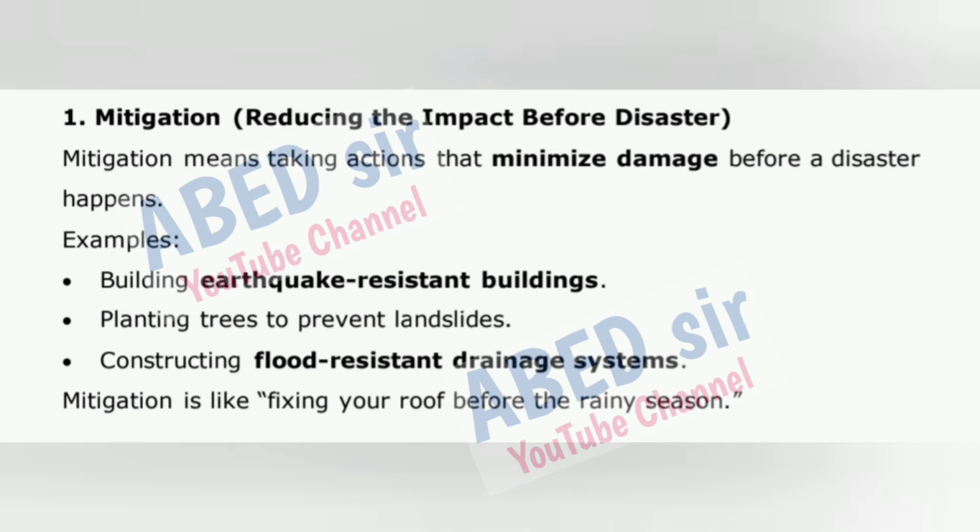1. Mitigation, reducing the impact before disaster. Mitigation means taking actions that minimize damage before a disaster happens. Examples: building earthquake-resistant buildings, planting trees to prevent landslides, constructing flood-resistant drainage systems. Mitigation is like fixing your roof before the rainy season.